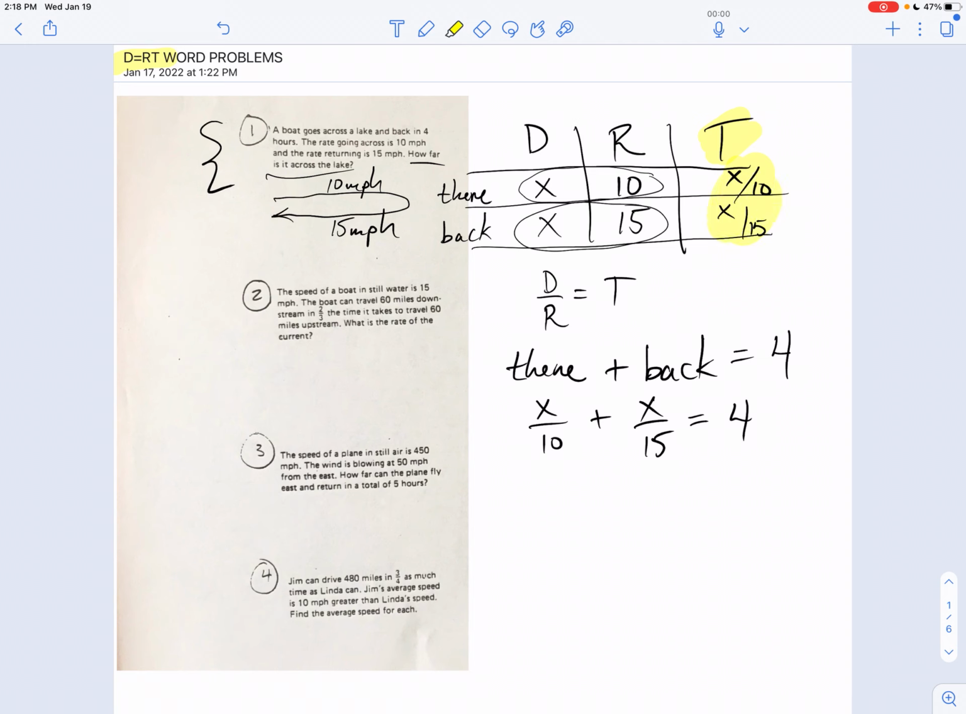See, in this chart system, we're making this chart. Everything that ends up in the very last column has to do with time. This represents the time it took to go there. This represents the time it took to come back. If I add them together, that's there and back, it took me 4 hours. Now I want to show you guys something really quick here. I'm going to scroll down.